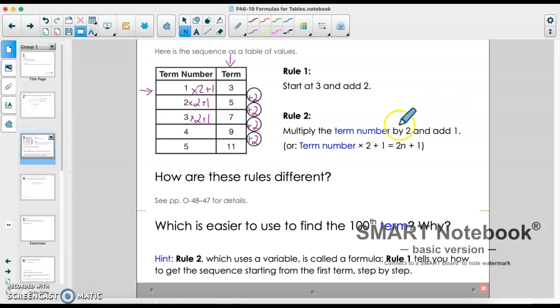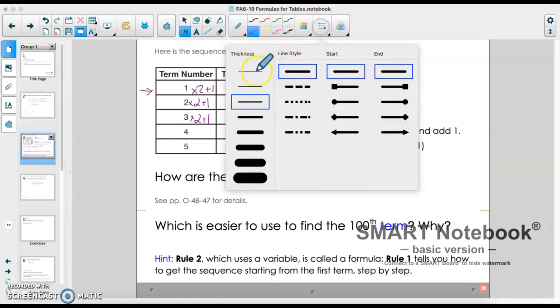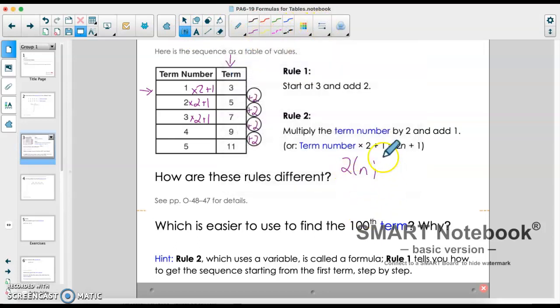I would say that it's probably rule number 2, because if we're using 2 times n plus 1, we can actually just do a substitution. That's 2 times 100 plus 1. So that's 200 plus 1, which just equals 201.